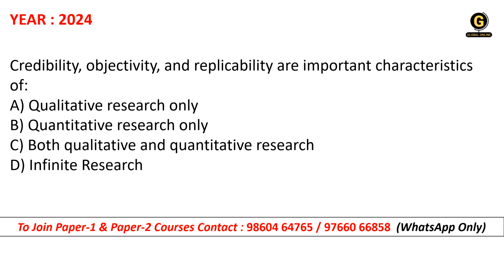Credibility, objectivity, replicability are important characteristics of: qualitative research only, quantitative research only, both qualitative and quantitative, and inferential research. That is the 2024, that means latest examination question. Okay, so right answer is option B, qualitative and quantitative.